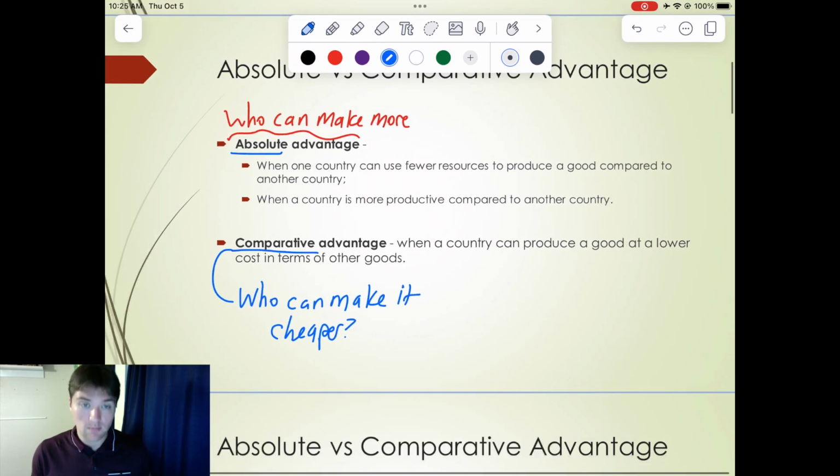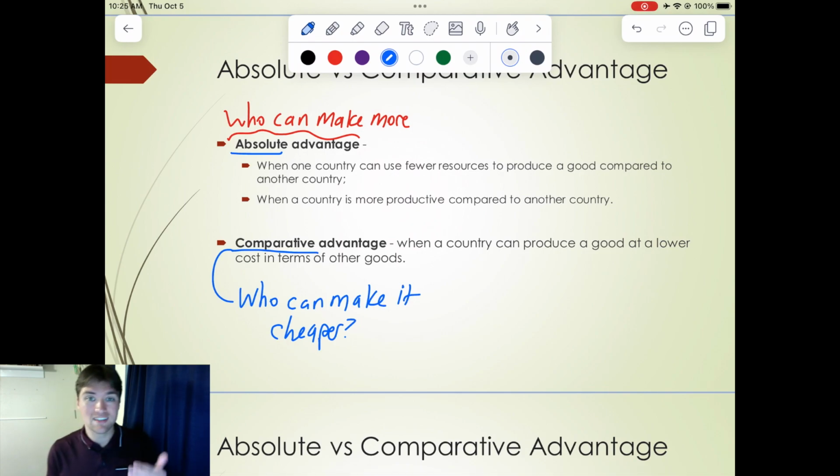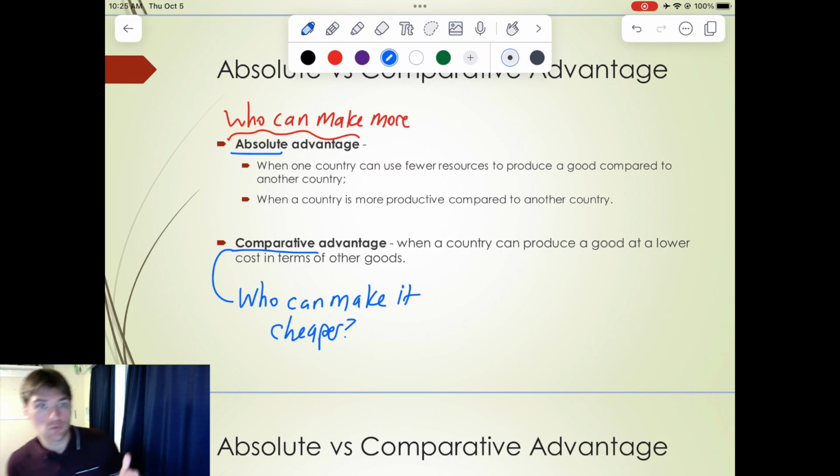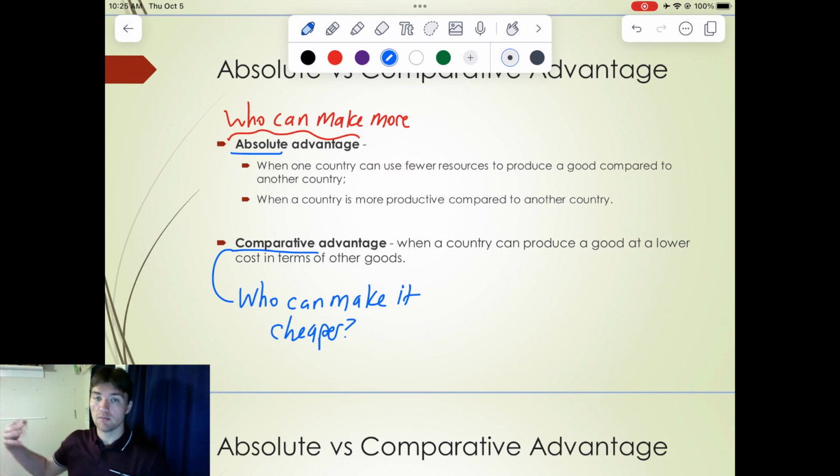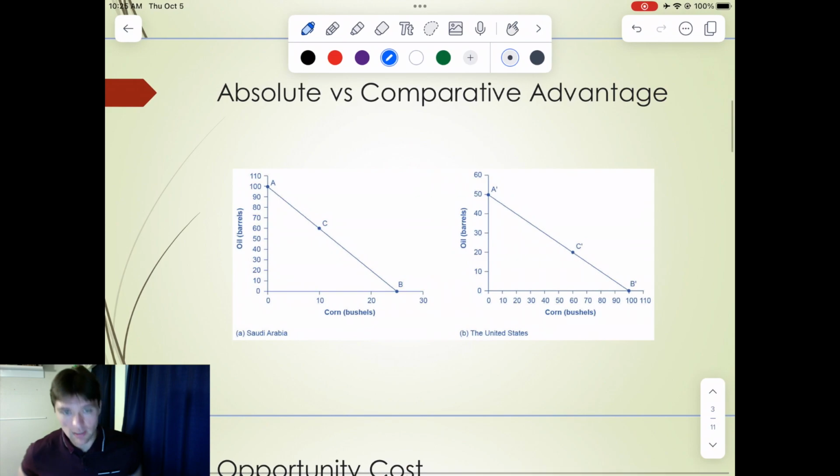Now, when I say make it cheaper, what I'm really trying to say is that who does it at a lower opportunity cost? So by you making apples, you're not making bananas. If you make one apple, how many bananas are you giving up? That's what we're looking at in terms of opportunity cost, is who's giving up less bananas in order to make apples. So let's take a look at this.